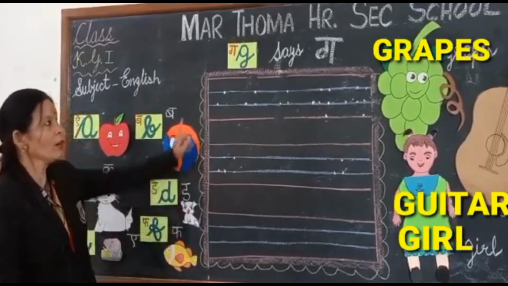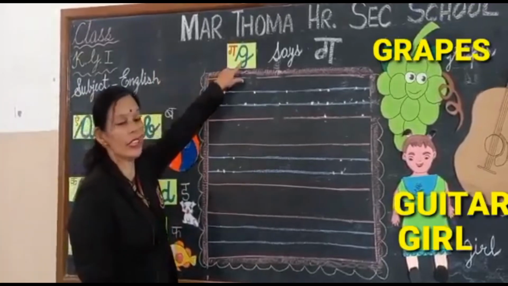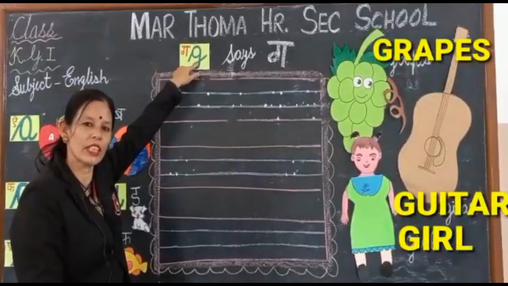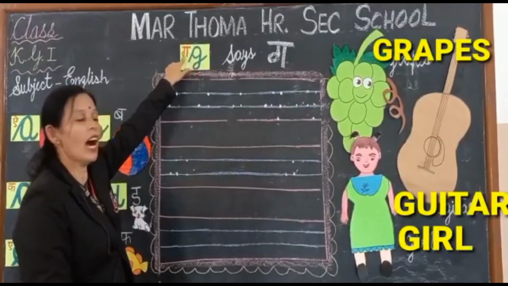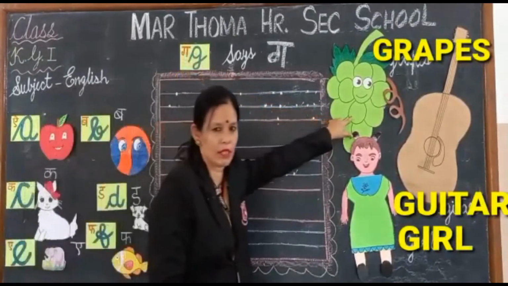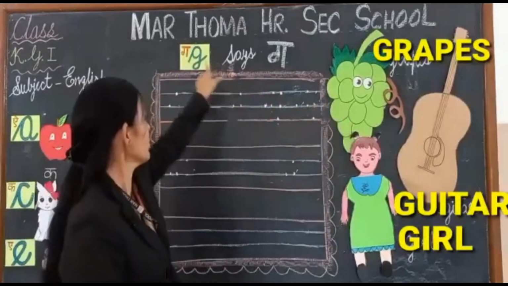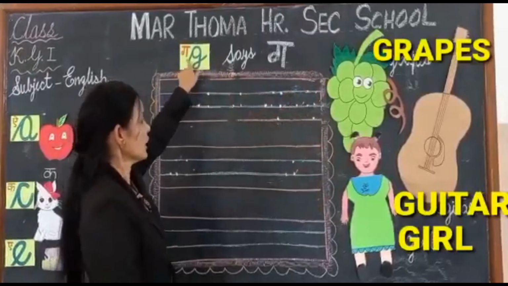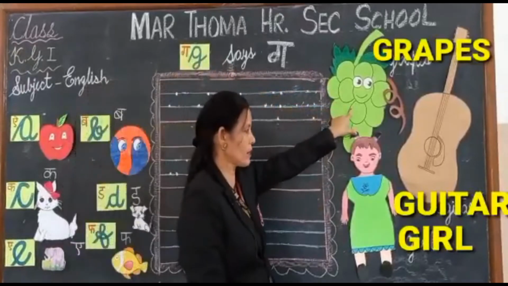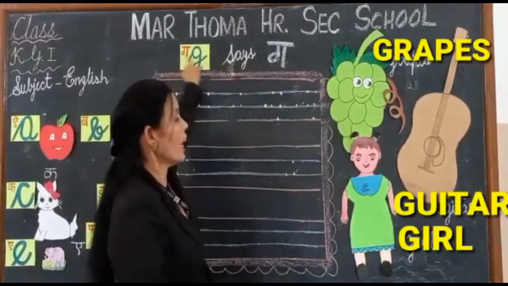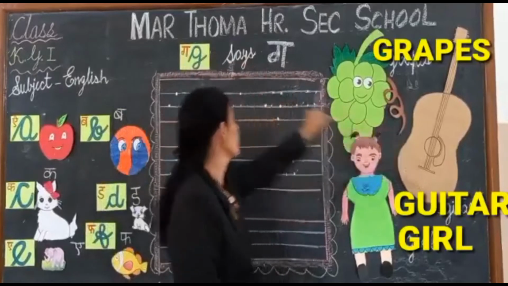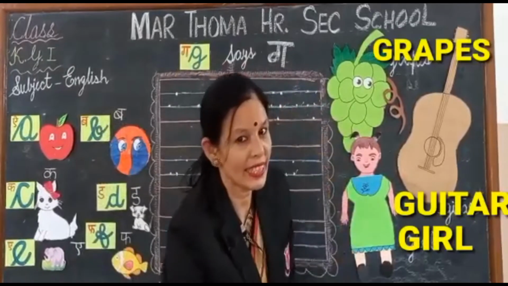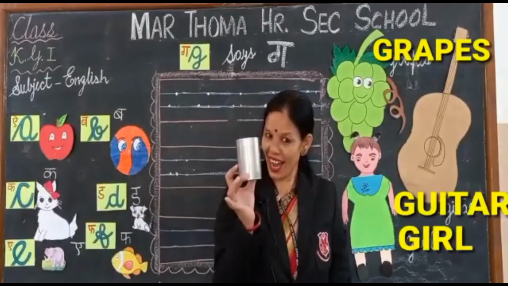Okay, now today's topic is, which letter is this? This is small cursive G. What is the sound of letter G? G, G, grass. Okay, beta? This is a picture related to letter G. Okay? G, grass. G, guitar. G, girl. And G, glass.